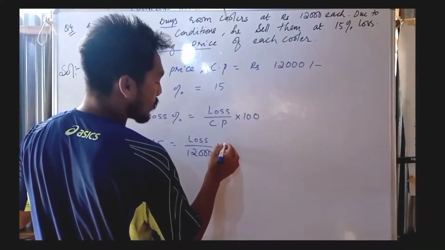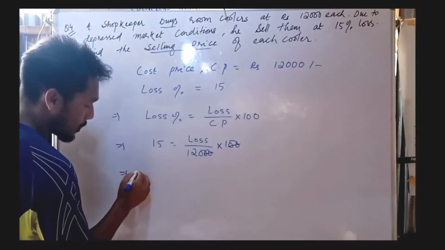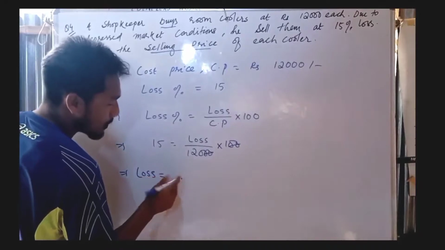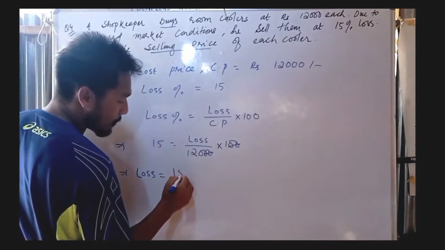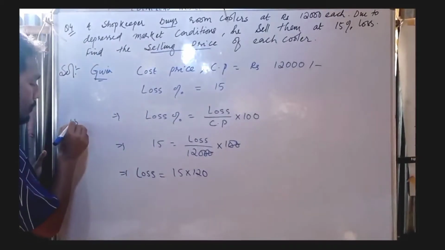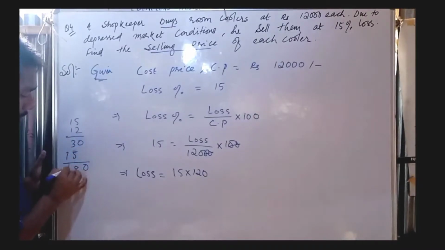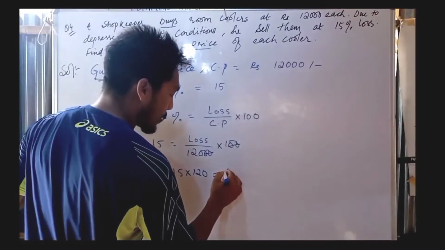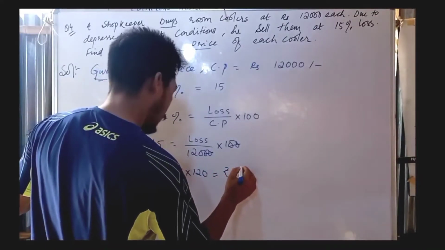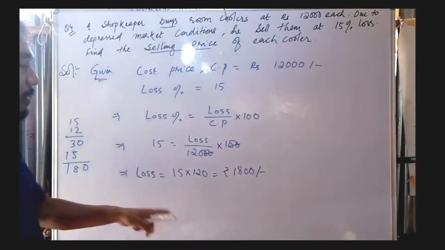CP is 12,000. So 0 and 0 cancel, 0 and 0 cancel. So here you see loss is equal to 12 you send this side, become 15 into 120. Multiply these two. 15 into 120 is how much? That is 1,800, right? So for a loss of 1,800 he sells.